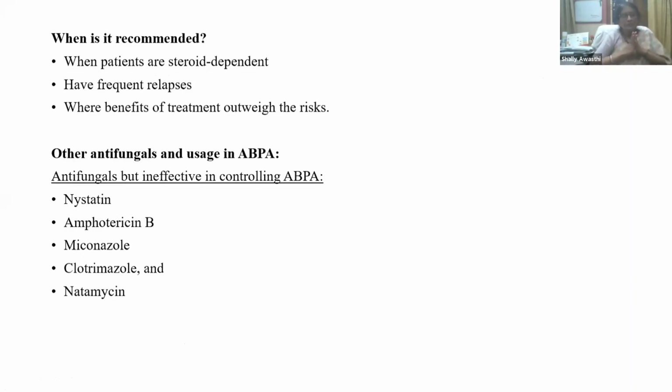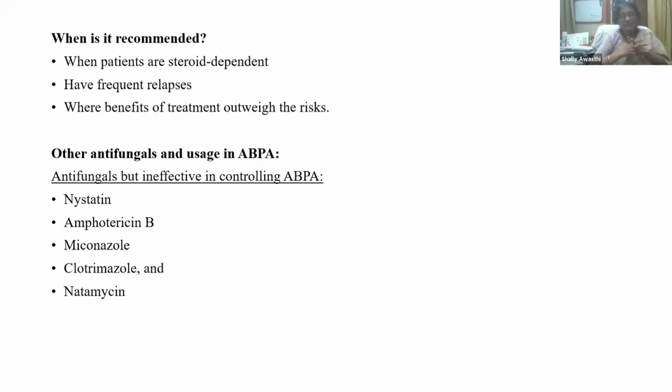When do we give it? We give it in patients who are steroid dependent. So we will not give it in the first stage. We will give it when the patient is steroid dependent or having frequent relapses, and where the benefit of treatment with itraconazole outweighs the risk of treatment.